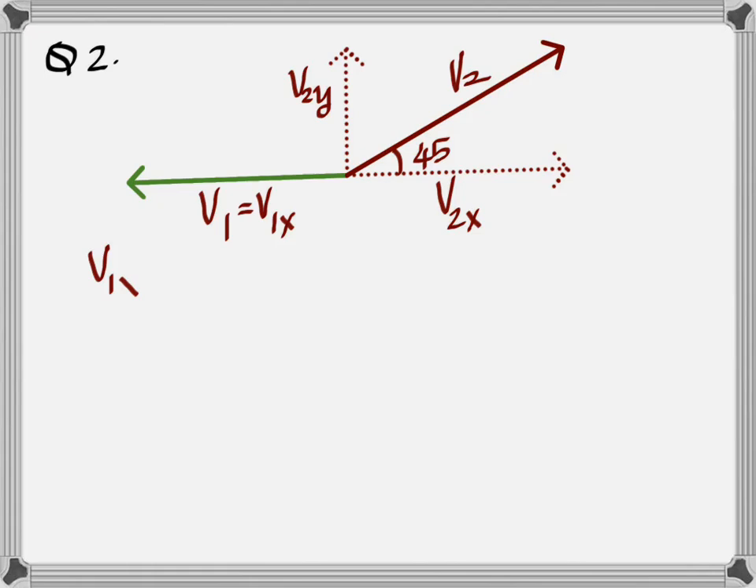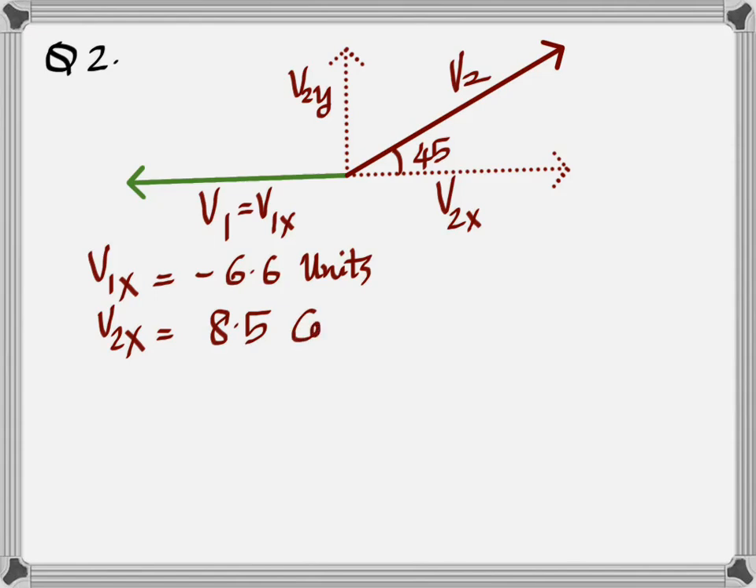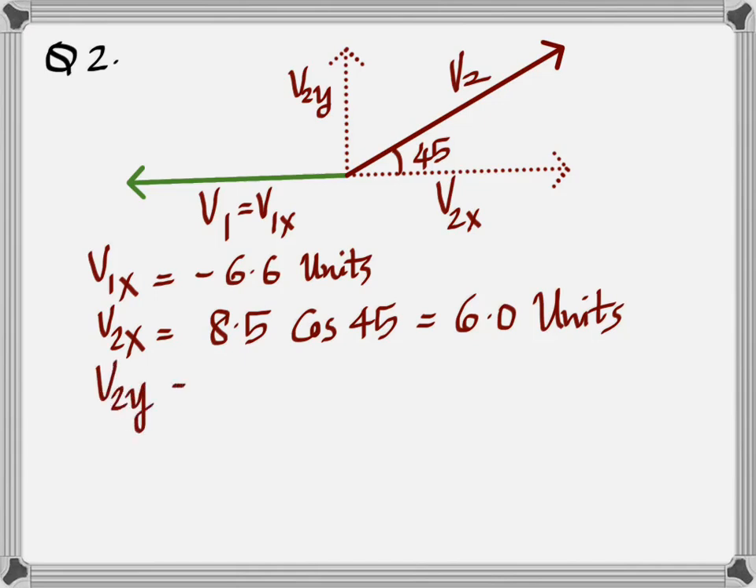And what is V1x? 6.6. If you have drawn the diagram, you need not put the negative because the direction is already shown in the diagram. Because remember, two negatives make a positive, right? Okay, be careful, that's all. So V1x is negative 6.6 units because that's not in the diagram. I'm writing it. V2x is 8.5 cos 45. That's 6 units. And because cos 45 and sine 45 are the same, you will get the same thing for the y component. So you got 6 units.